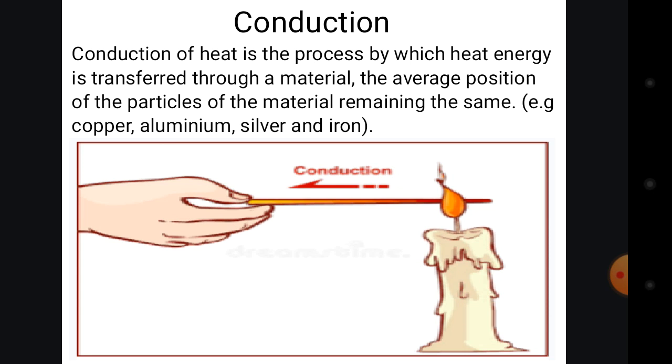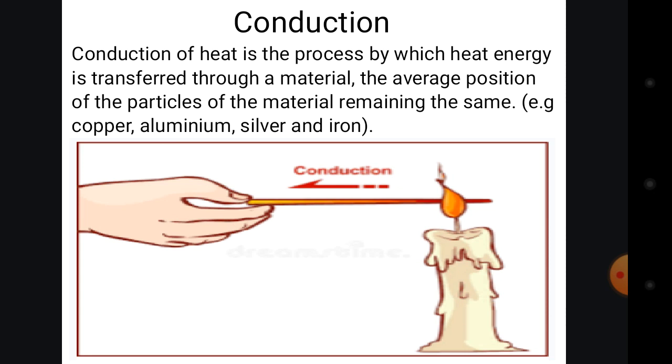And below here, if you look at this diagram, it is trying to show us how conduction works. Let's take an example: it is a metal, it can be copper, aluminum, silver, or iron. Let's say it is iron, and here there is a candle with fire, which is heat or temperature. So let's consider it fire.